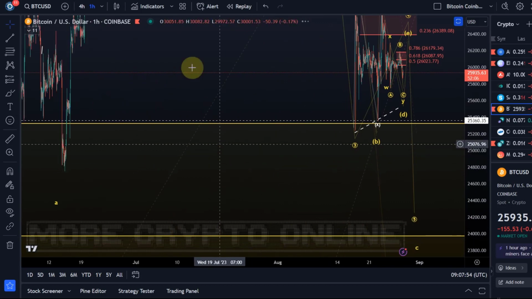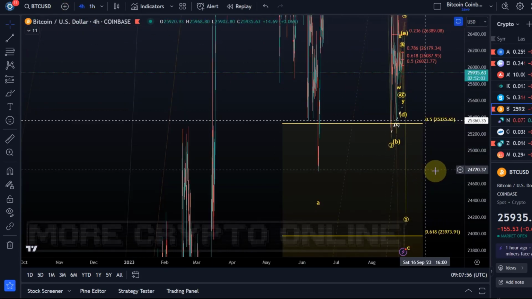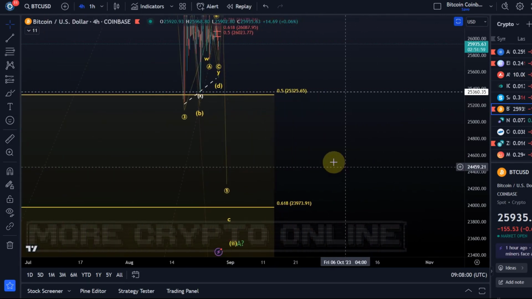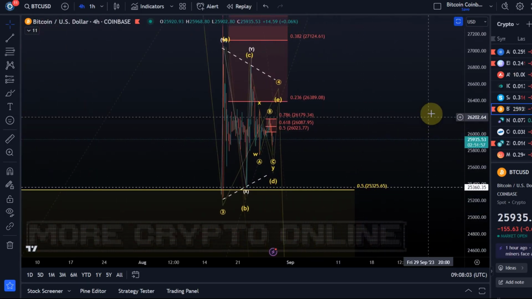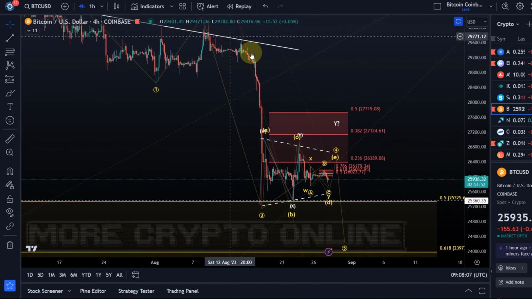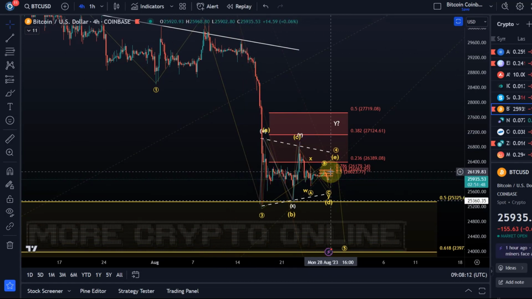As a next target, maybe not the final one, I'm watching 24K. There are a lot of projections coming to that level, so that would be ideal. Contracting trend lines look really like a triangle. Maybe it's a bearish pennant here, just consolidation after a strong downtrend.